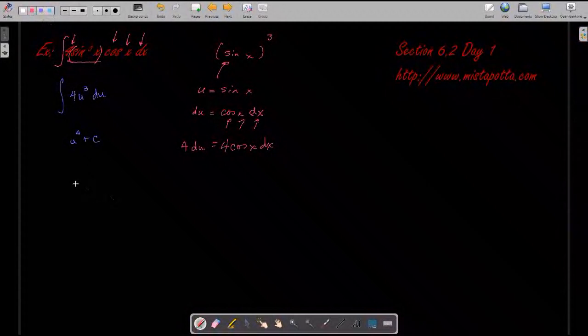Well, what is being raised to the 4th power? It's sine of x. So I've got sine of x raised to the 4th power plus c, or sine to the 4th of x plus c. Either one of these would be perfectly acceptable.